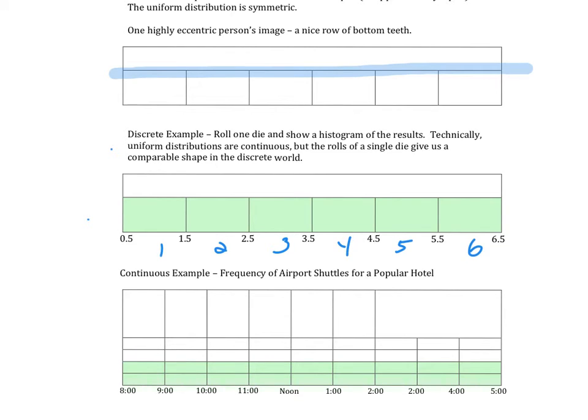And remember, a histogram uses the class boundaries as marks on the horizontal axis, so that there's no chance that a 1 could fall in any other category but that first bar between 0.5 and 1.5. Same for a 2 and so on.